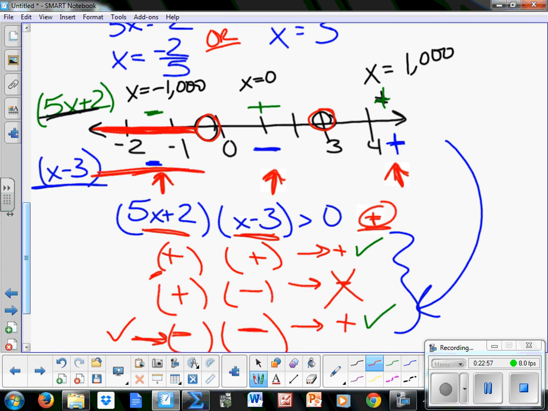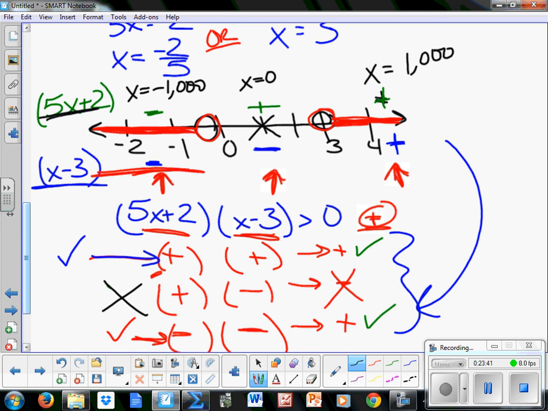Now that also happened over here, because we had a positive value times a positive value. For any of the values greater than 3, both factors were going to be positive, so they multiply to give us a positive number. That worked. How about in the middle? We found that negative value here that we didn't want. That's not what we want, so we're not going to shade this here. Okay, so that is our solution to our graph.